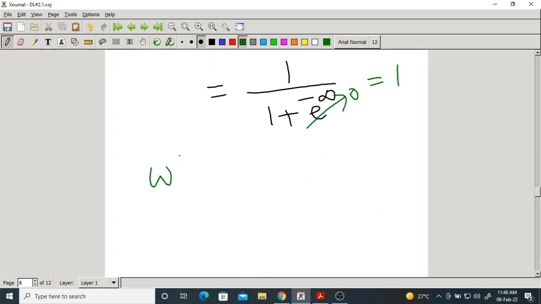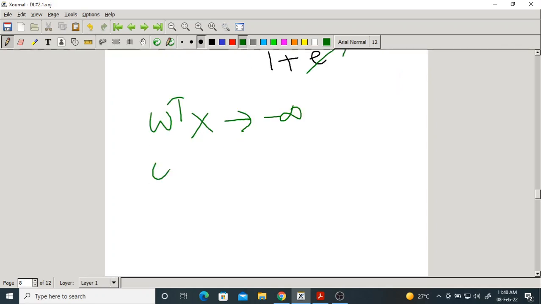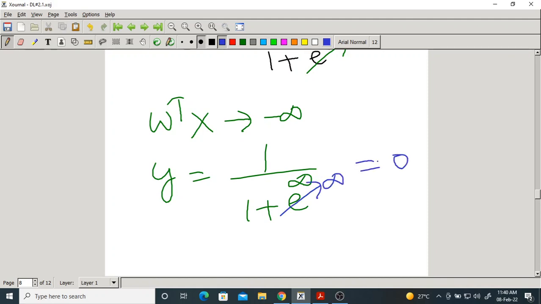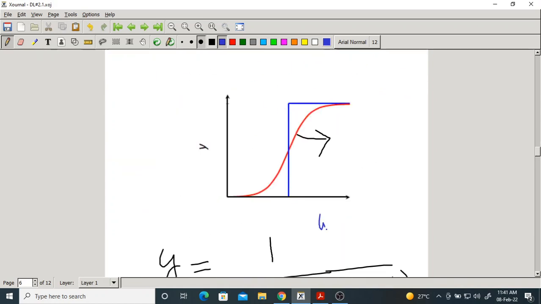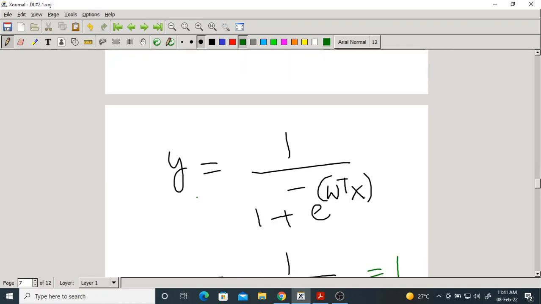Obviously, if W transpose x tends to minus infinity, what is the output y? It is 1 by 1 plus e power infinity. e power infinity is infinity, and 1 by infinity is 0. That is what is happening. So whenever W transpose x tends to infinity, the value tends to 1. Whenever it is minus infinity, the value is 0. Is it okay?